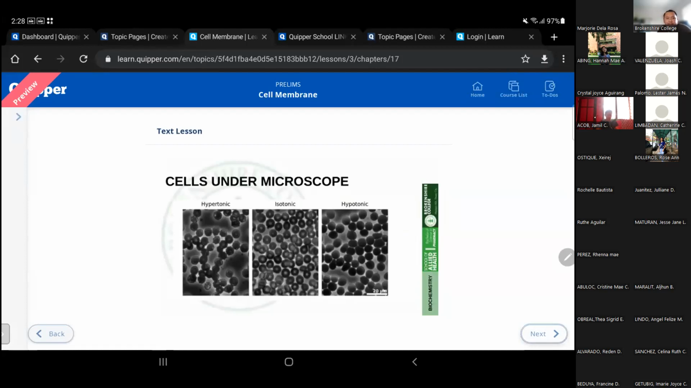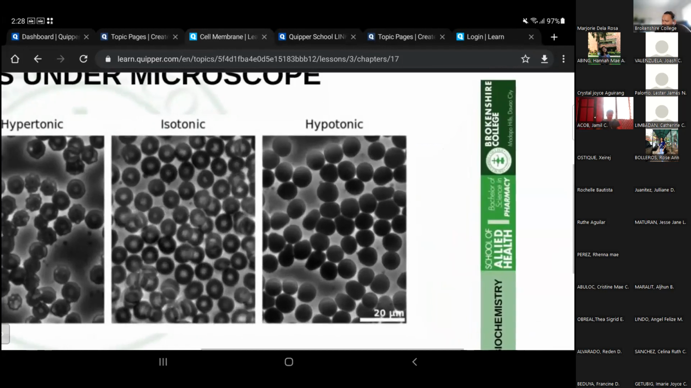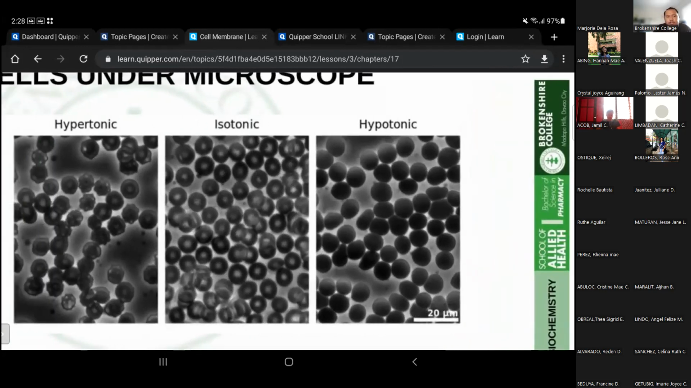Cells under the microscope. When we study cells exposed to different solutions, this is how they look inside our cell. If we check it in the microscope, this is what the burst cells or swelling cells look like.